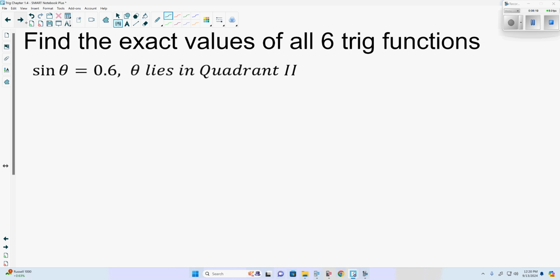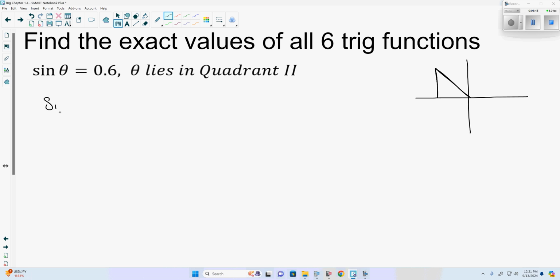Sine of theta equals 0.6. Theta lies in what quadrant? So it lies in the second quadrant. That means our values are going to be over here in the second quadrant. Now there's different ways we can do this. We'll do it with the triangle here in a minute. But if we want to find these values, well, sine is 0.6.